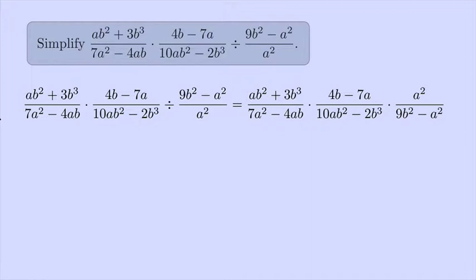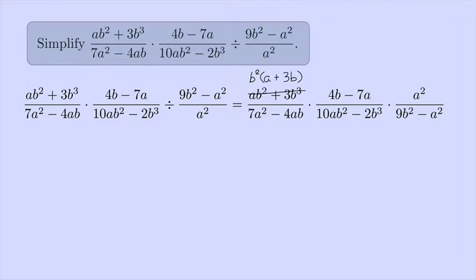make it multiplication. Remember that division is just the same thing as multiplying by the reciprocal, so I flipped the last term. And now we can start factoring. So the first thing I see is that the first term has a b² that can be factored out. And that leaves behind an a + 3b.